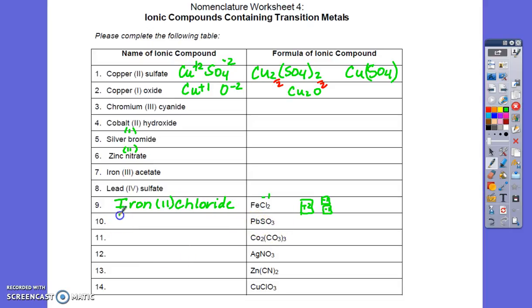PbSO3. Pb is lead. SO3 is sulfite. 1 sulfite. 1 puzzle piece. It is -2. 1 lead. It should be +2. There's your Roman numeral. So that's what you're going to practice with those.